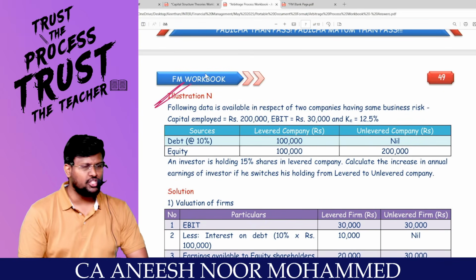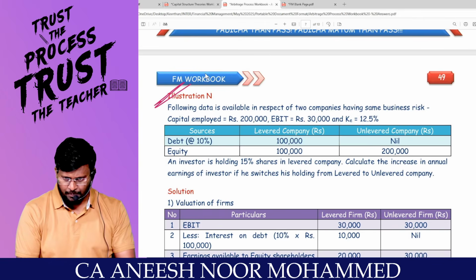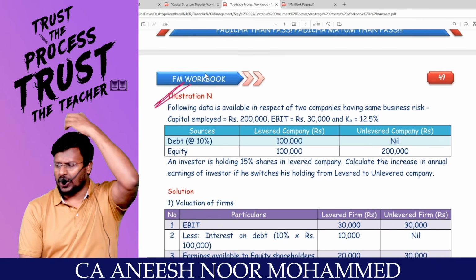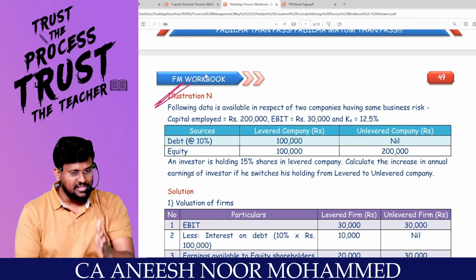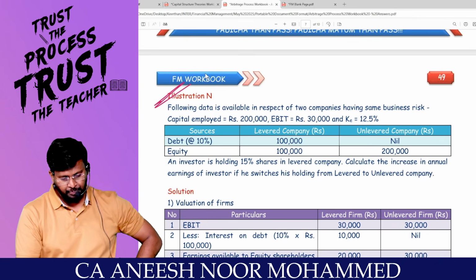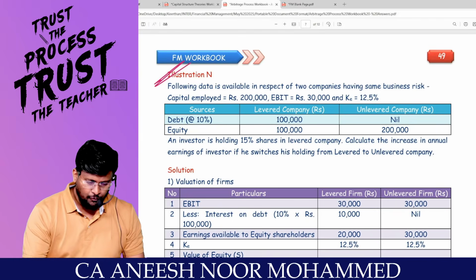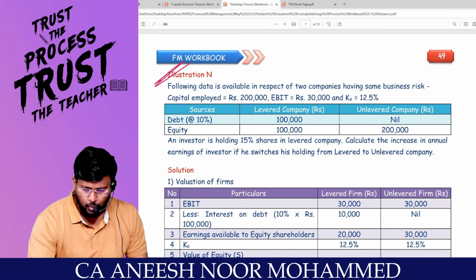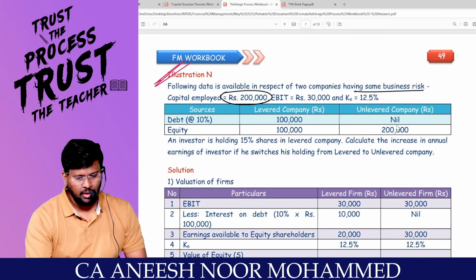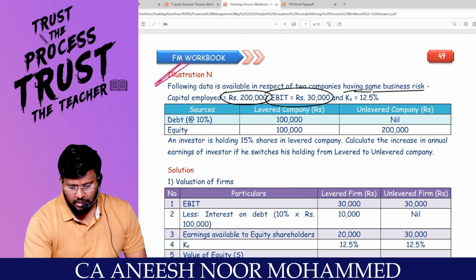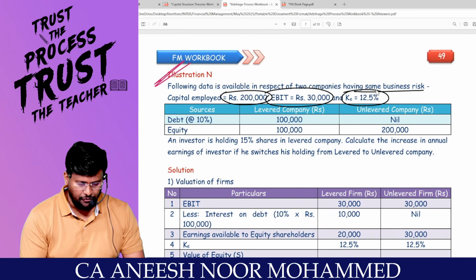And can we finish off the second question from the leverage? We are having two types of arbitrage, primary arbitrage and the secondary arbitrage. Comfortable? The same question. Following data is available in respect of two companies having same business risk. Capital employed how much? 2 lakh. EBIT how much? 30,000. KE how much? 12.5.